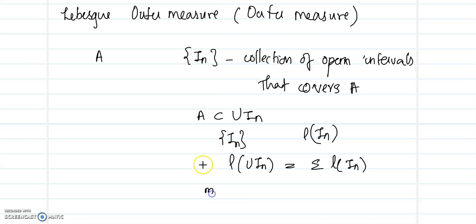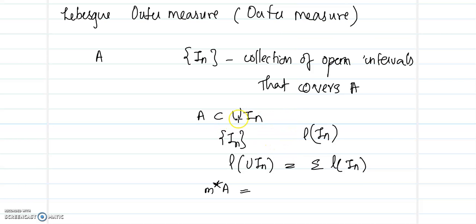So we are going to look at how we define the length of A. So the measure of A will be less than or equal to the length of the union of I n. Now the set A can have more than one covering. So we can choose any arbitrary covering. So the outer measure of A is denoted by m star of A. So that's how we denote the outer measure. So m star of A is the infimum of all such values.